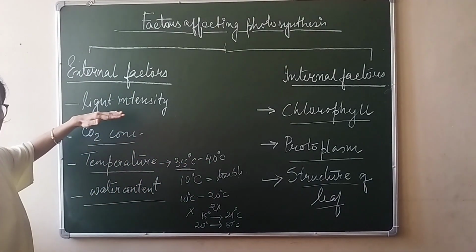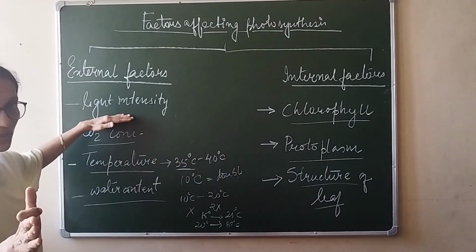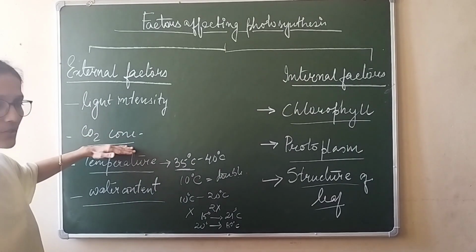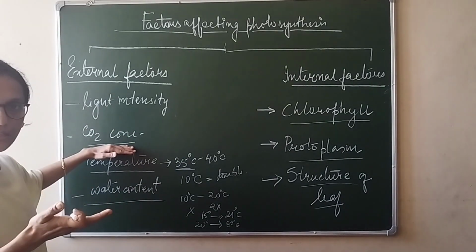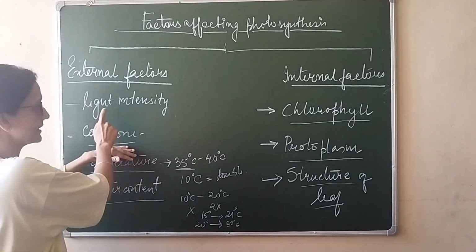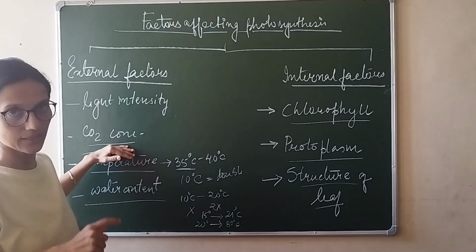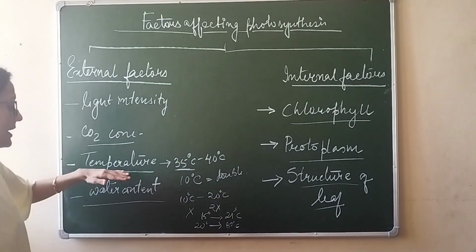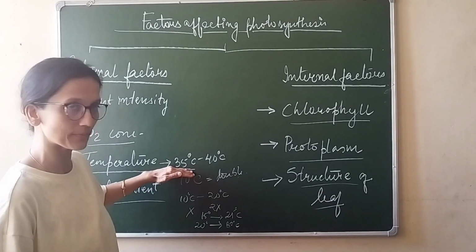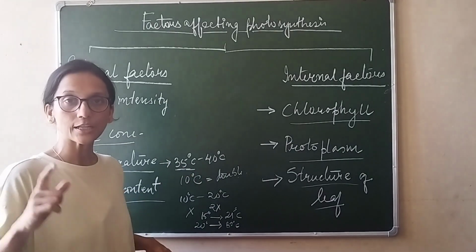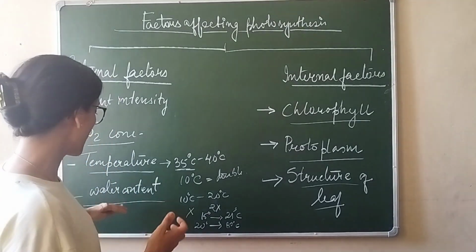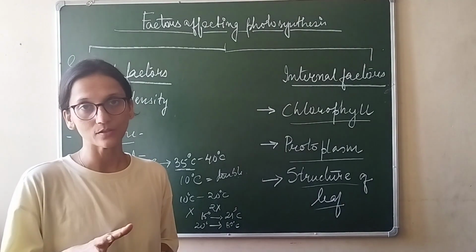Under external factors, intensity of the light, only up to a certain level rate of photosynthesis will increase, then it stabilizes. Concentration of carbon dioxide, if it increases from 0.03 to 0.05% with a rise in the intensity of light, then the rate of photosynthesis will increase. Temperature, optimal temperature is 35 to 40 degrees Celsius. Up to this temperature, with every 10 degree rise in the temperature, the rate of photosynthesis doubles. And the last one is the water content, which will determine the rate of photosynthesis.